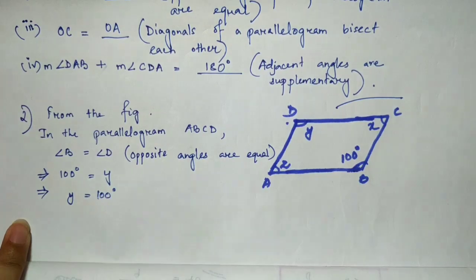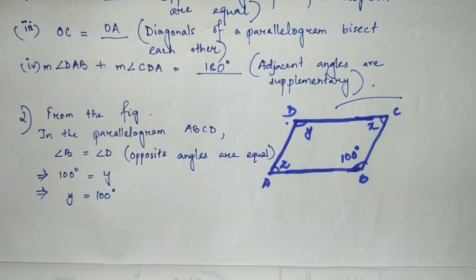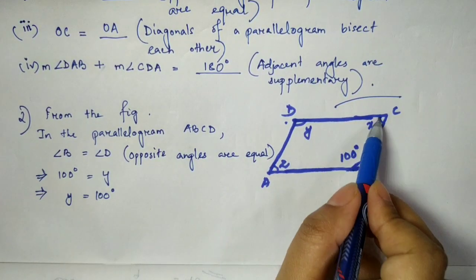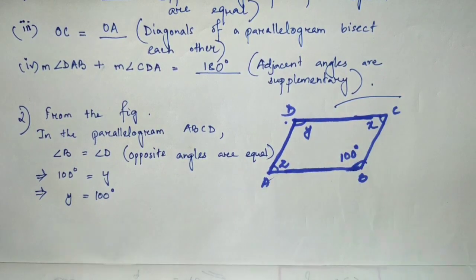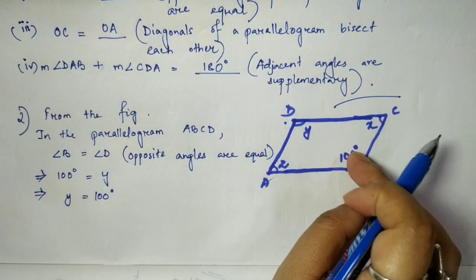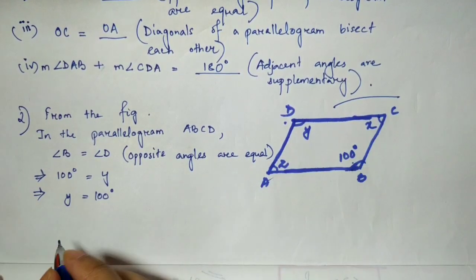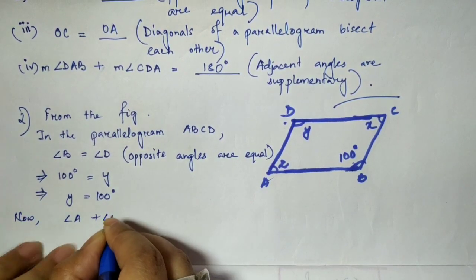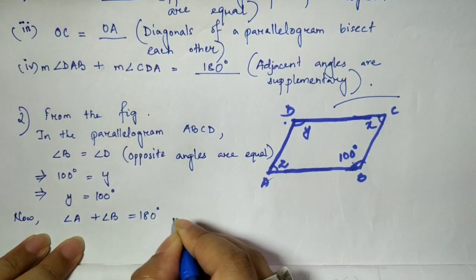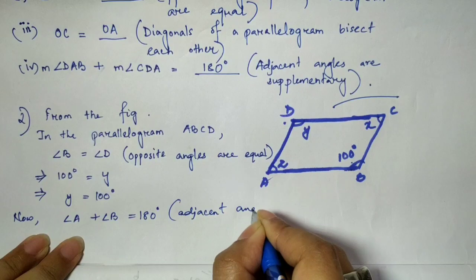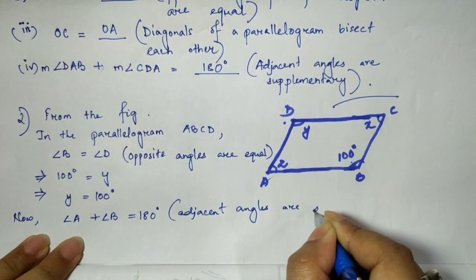We need x, y and z. We have got 1. It's not mandatory that you first find x. You can find it in any order, whichever we get. Now, in order to find these two, one has to be found first. Can you see that this and this are adjacent angles? We have the value of this. Are they not supplementary? Now you can see angle A plus angle B is equal to 180 degrees. Why is it 180 degrees? Adjacent angles are supplementary. That was one of the properties.